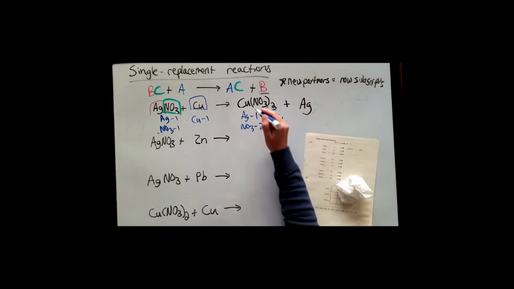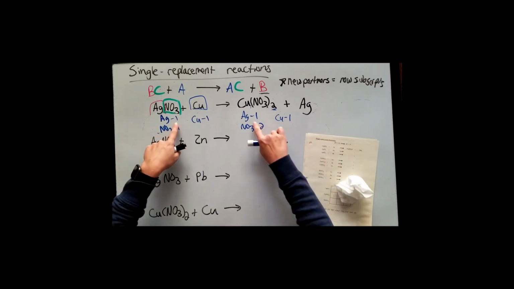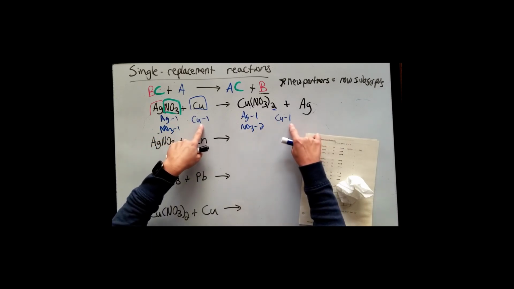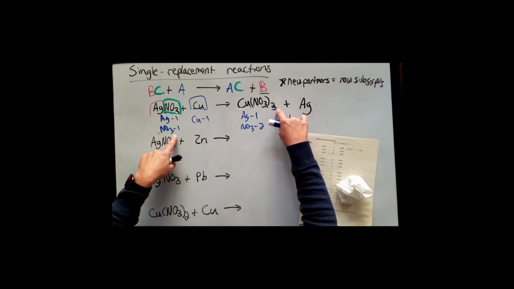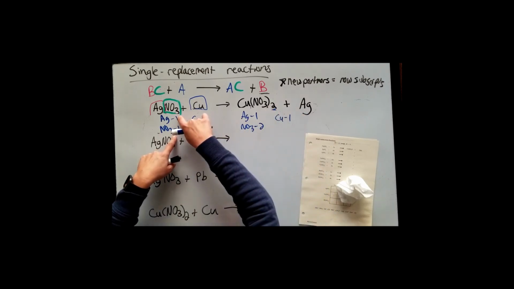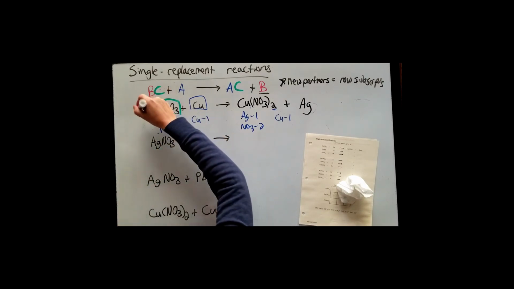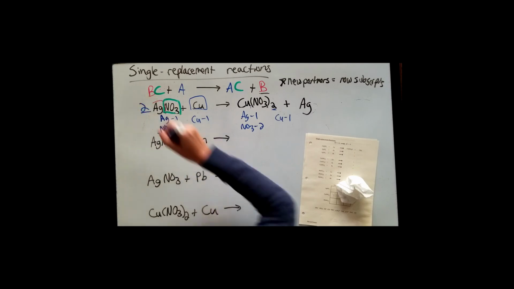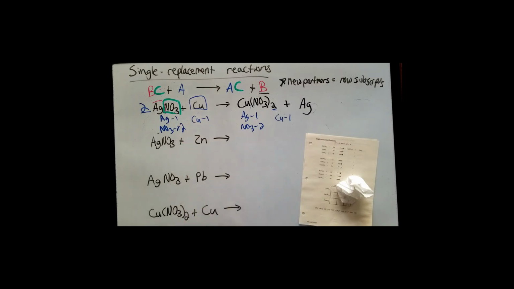And then looking at copper, we look at the subscript after the element to figure out how many. There is no subscript, so we assume there's just 1 copper. So we make this list so we can compare. The silvers are balanced. The coppers are balanced, but the NO3s aren't. So I have 2 NO3s on the product side. I need 2 NO3s on the reactant side. And in order to do that, I have to add a number in front of that entire compound. So I'm going to put a 2 here because that's going to give me 2 NO3s.